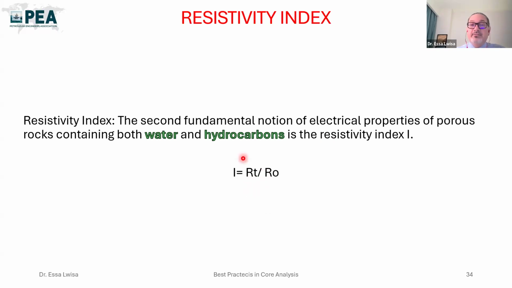It means if the sample is 100% saturated with brine, then the measurement is RO. If it is anything else, then the measurement is RT. Of course, RT will be higher than RO.